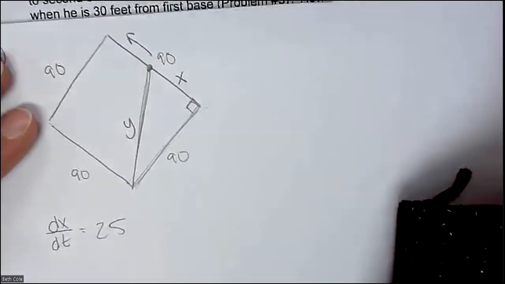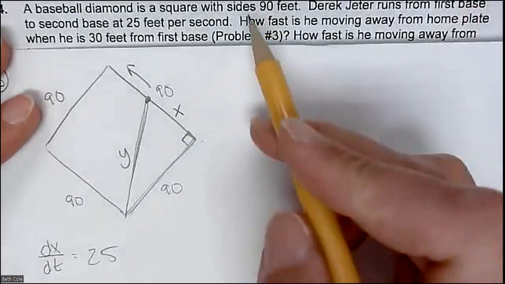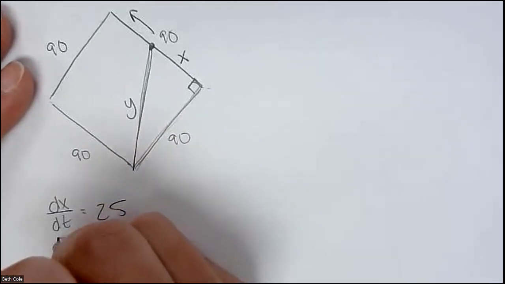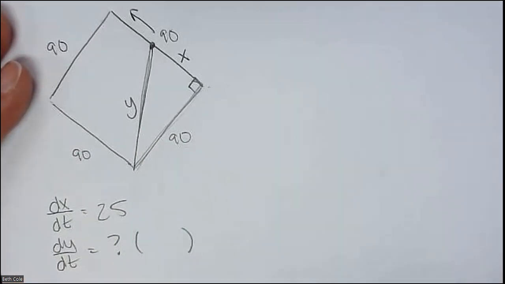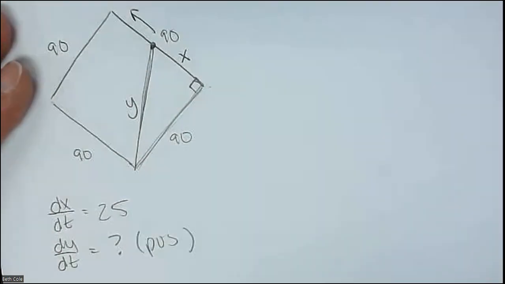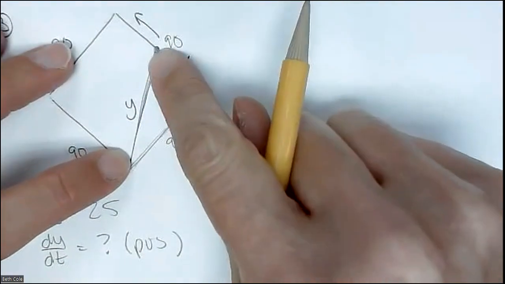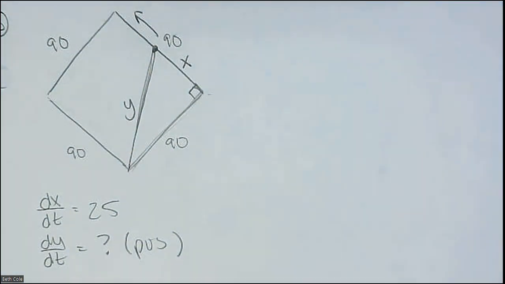All right, what else do we know? Or what's our question mark, I guess? The next thing would be the how fast. dy dt is your question mark. Good, we're getting there. And you would expect it to be what? Positive. He's moving away. I mean, he's not running directly away from it, but if he's going this way, that distance is going to be lengthening.